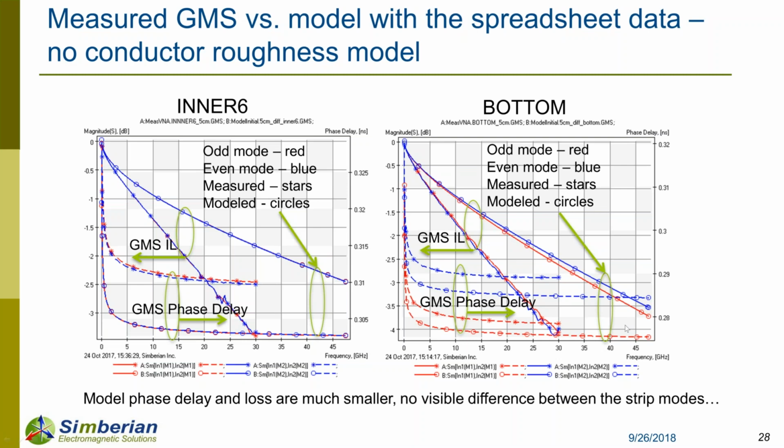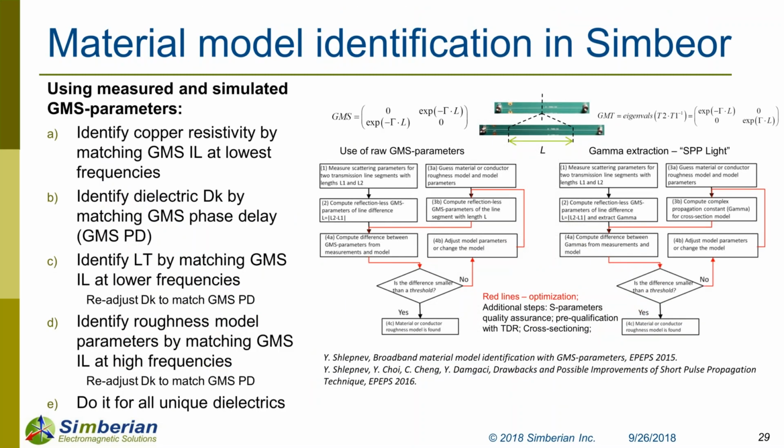This is for strip line, and this is for microstrip line. In both cases, we are considerably off with insertion loss. The phase delay scale is very large, so maybe it's not a big deal, but insertion loss is definitely a problem. Obviously this is expected because we didn't have anything to put in the conductor roughness model. So anything we would put in there would be pure guess. It would be a completely unscientific approach.